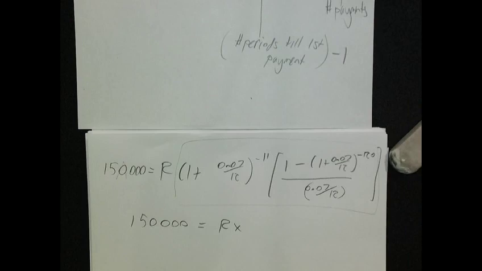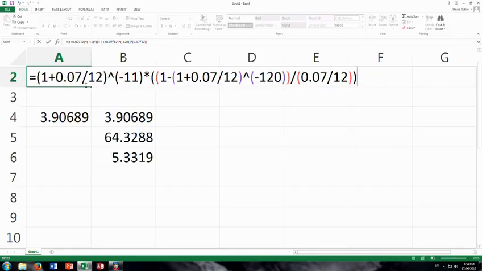So, 1 plus 0.07 divided by 12, all to the power of minus 11, times brackets 1 minus (1 plus 0.07 divided by 12) to the power of minus 120, divided by 0.07 divided by 12. This is what I've typed into the computer here.